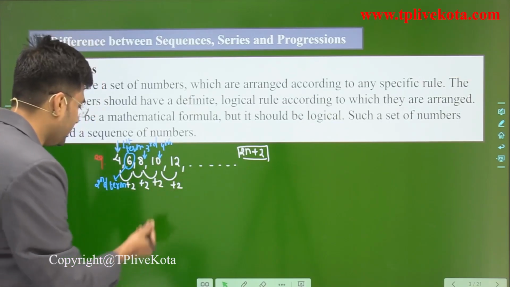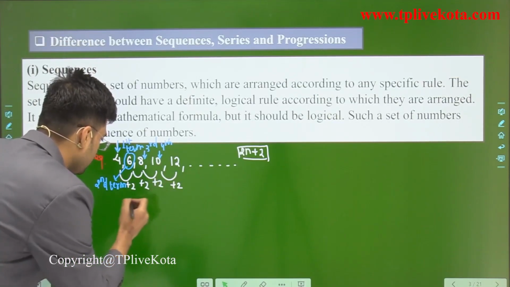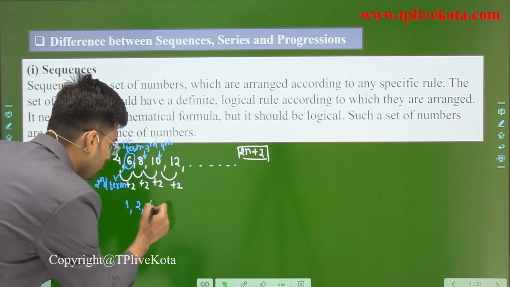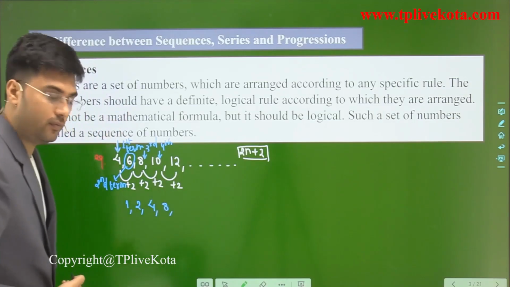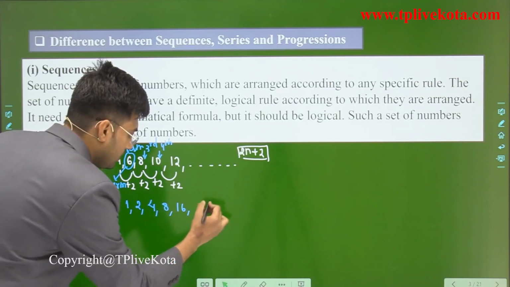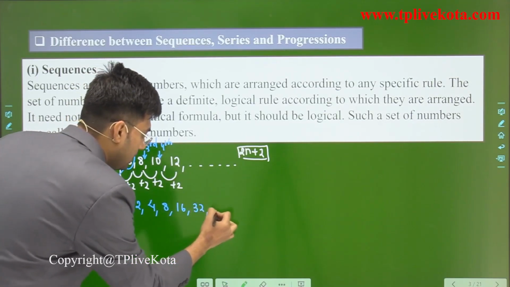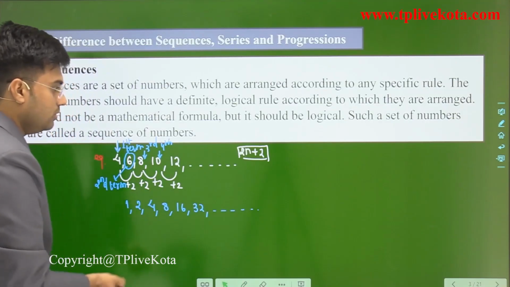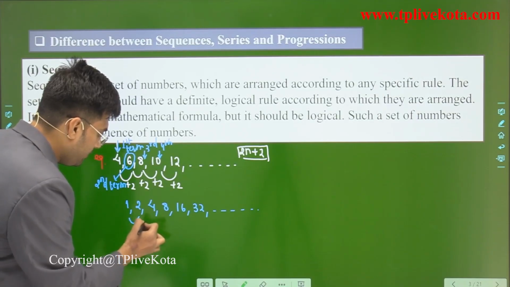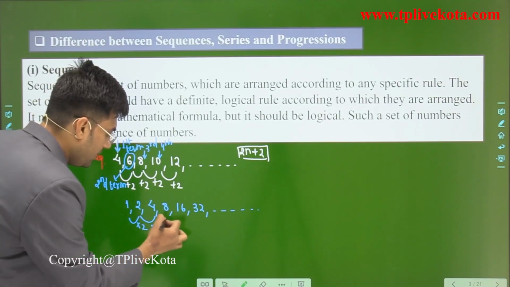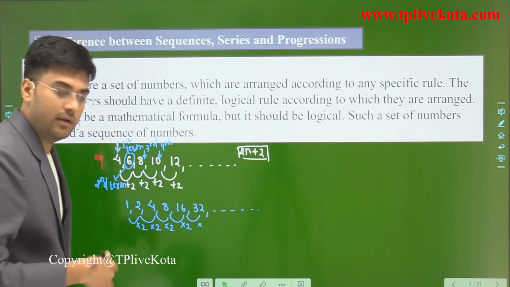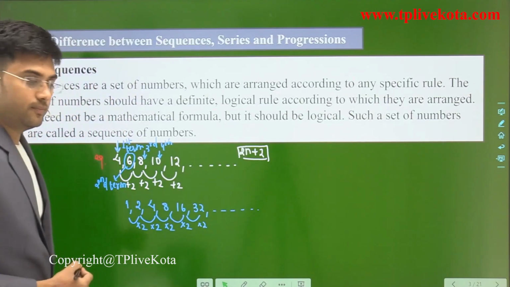Now for example, let's take one more sequence here: 1, 2, 4, 8, 16, 32 and so on. This is also a sequence, because here we multiply the previous term by 2 and get the next term. Clear?